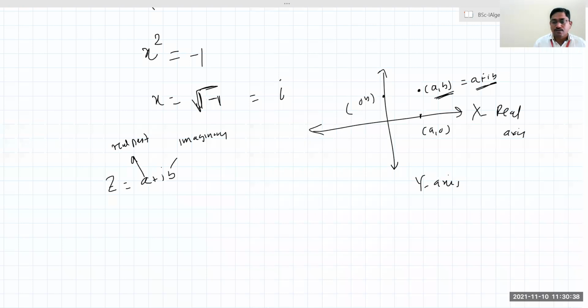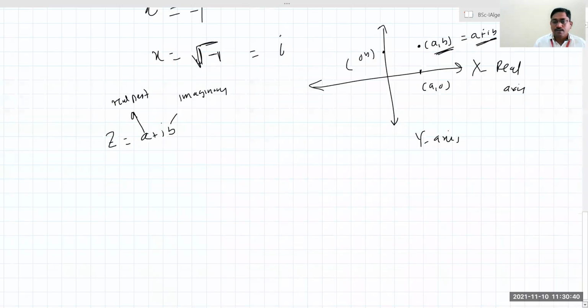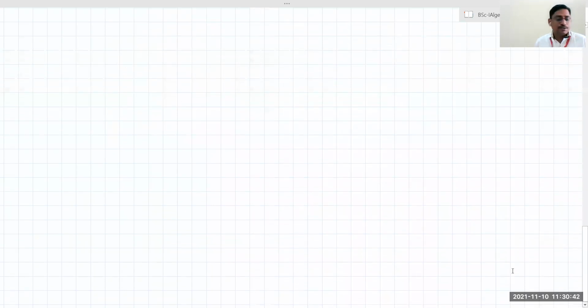Complex number. So let me define, in the formal way, the definition of complex number. I will define complex number. Number of the form. I'll just define complex number.